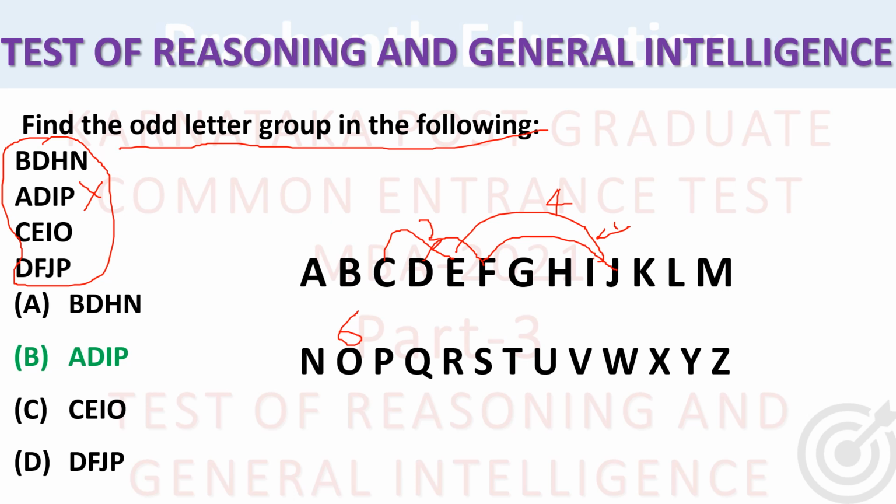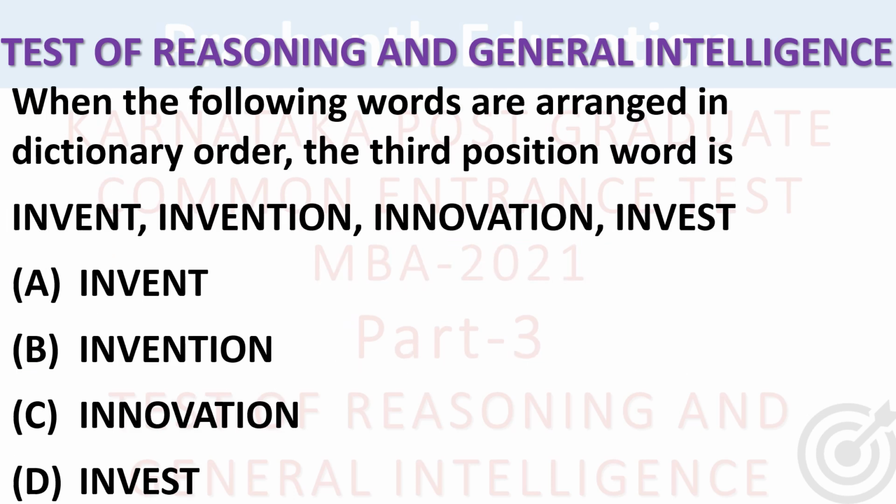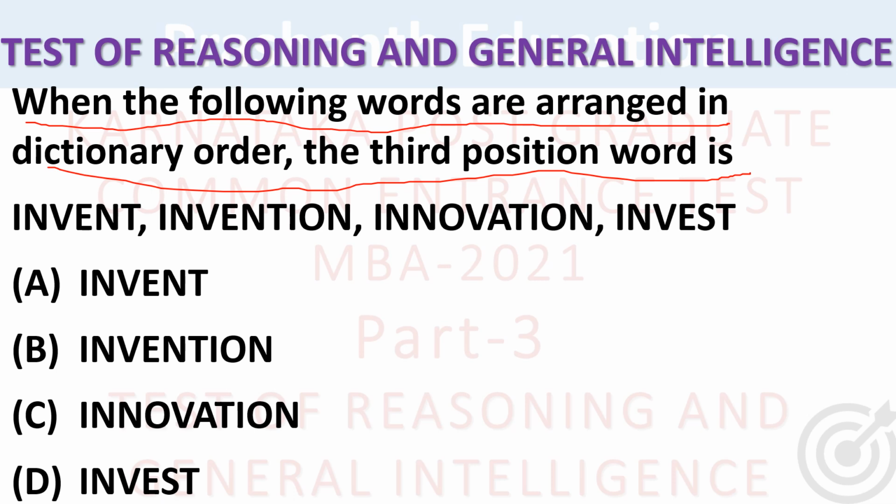Okay, let's go into the next problem. When the following words are arranged in the dictionary order, the third position word is. You know how in a dictionary they keep words from A to Z. If all these words, invent, innovation, invention, invest, were arranged in a dictionary, which is the third word we are going to get?